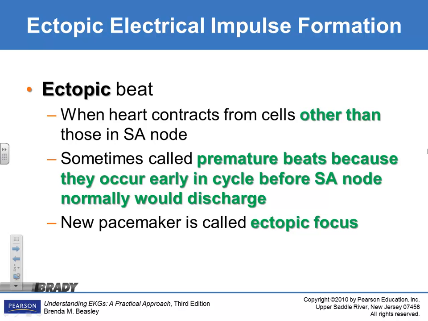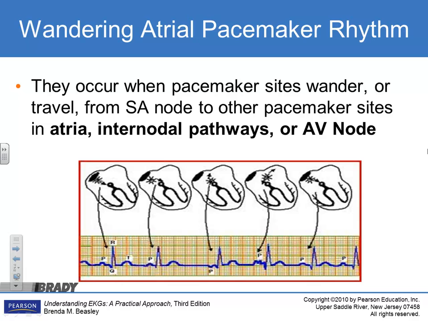So anytime we get a complex that's generated that's not from the SA node, we're going to call that an ectopic focus. An ectopic beat is something that's out of the norm. It occurs in a site that's not a normal pacemaker site. Call that an ectopic beat. So y'all got that? Yeah, we got that.